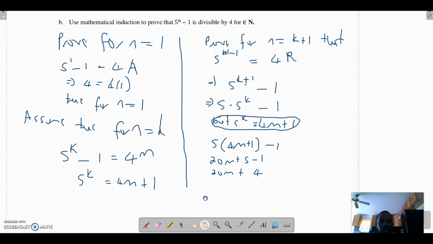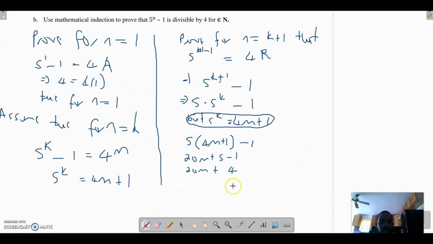Now, how do I show that this is really divisible by 4? I should be able to factor out a 4. So I'm going to have 4 bracket 5m plus 1. Alright? And you could even take it a step further and say let 5m plus 1 equal r. So this becomes 4r, which is definitely divisible by 4.